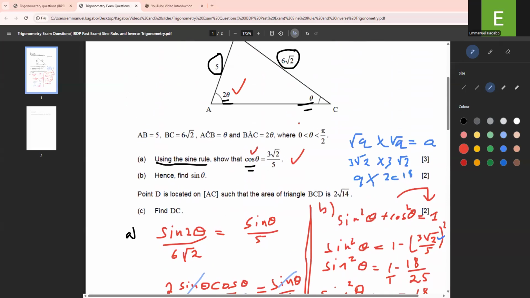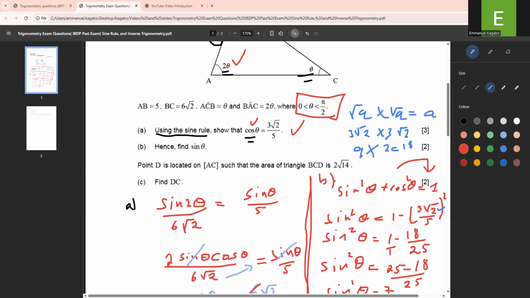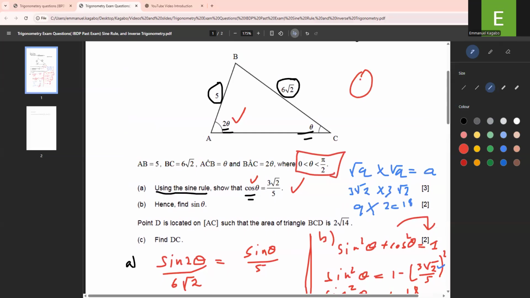Okay, here you have to see. They said your theta is between that. That's why I did only that. So, all students take chemistry.